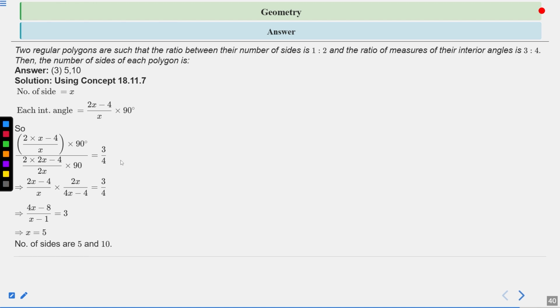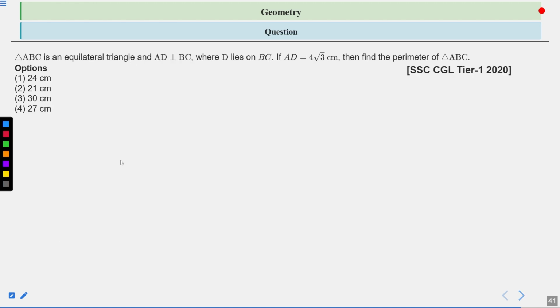Next one. Triangle ABC is an equilateral triangle and AD is perpendicular to BC, where D lies on BC. If AD equals 4 root 3, then find the perimeter of triangle ABC. This question was asked in the SSC CGL Tier 1 exam in 2020. There are four options. First one is 24 centimeter, second is 21 centimeter, third one is 30 centimeter, and fourth one is 27 centimeter. Now you have 10 seconds to analyze the question. Your time starts now.